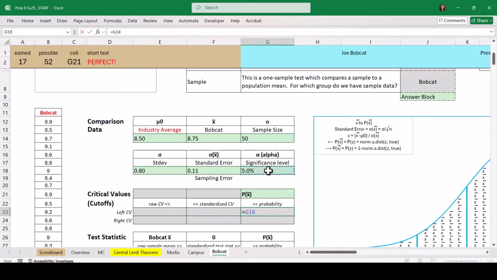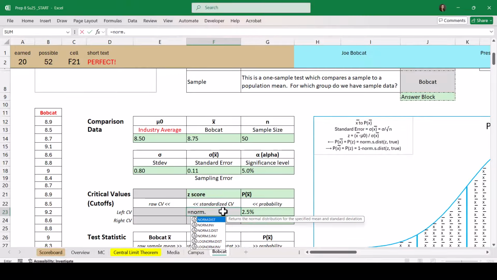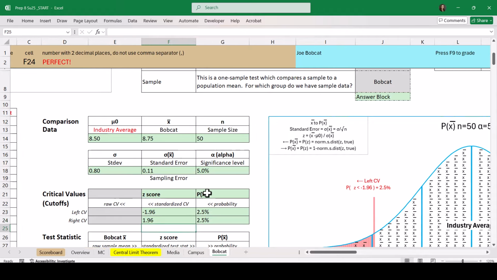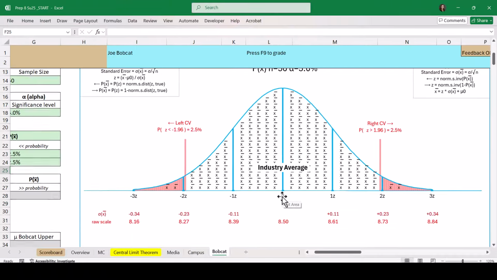So because we're looking in both tails, we have to divide alpha into two. So we're splitting alpha into each of the tails. Now let's find the z-score that's associated with those two tails. So for the left, we're finding the z-score that cuts off the bottom 2.5%. So that's our norm.s.inv, and then we reference our probability or alpha. And then for the right or the upper, it's norm.s.inv 1 minus our probability or alpha. And I got negative 1.96 and positive 1.96.